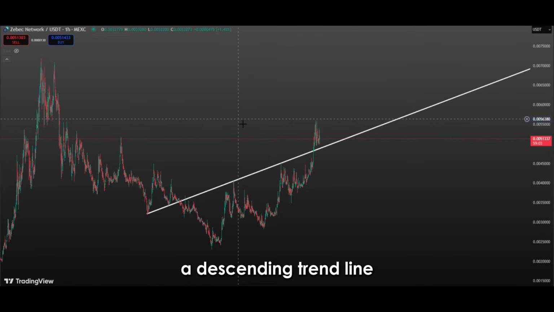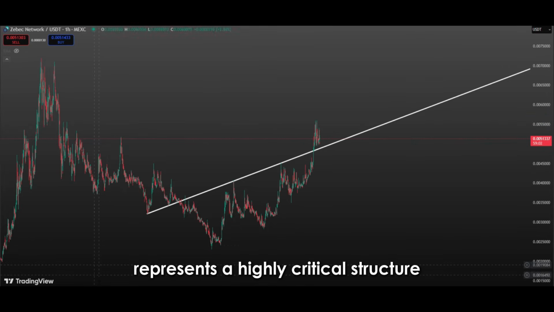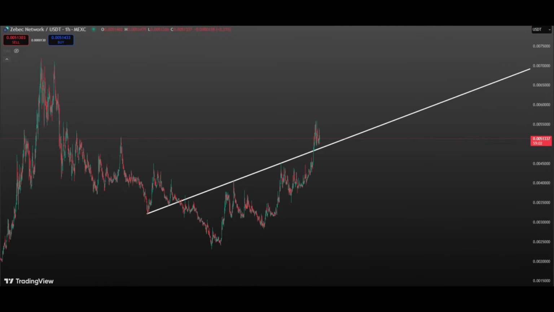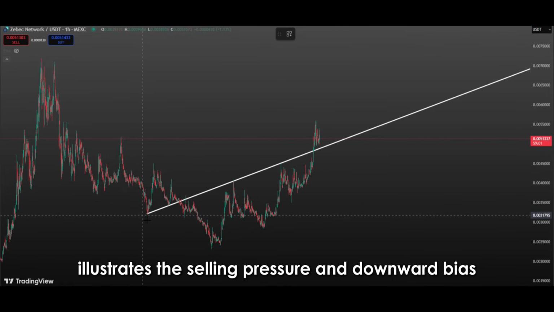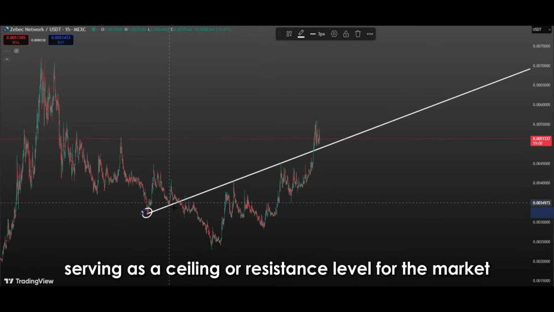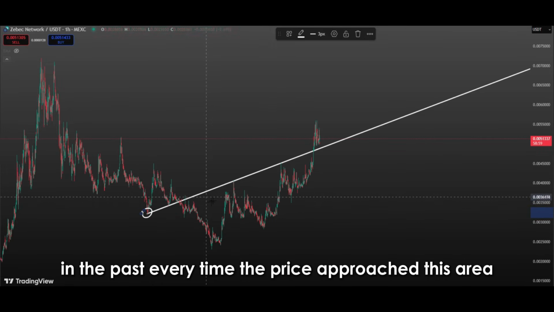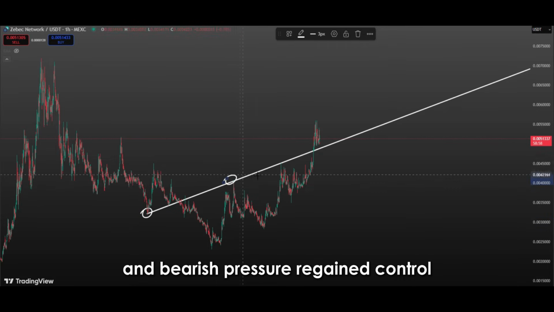A descending trend line formed by connecting two significant peak points represents a highly critical structure in technical analysis. The line drawn between these two peaks illustrates the selling pressure and downward bias the price has historically faced, serving as a ceiling or resistance level for the market. In the past, every time the price approached this area, selling intensified, the price declined, and bearish pressure regained control.